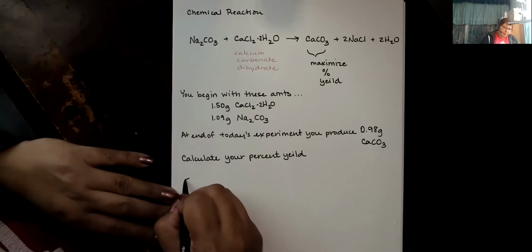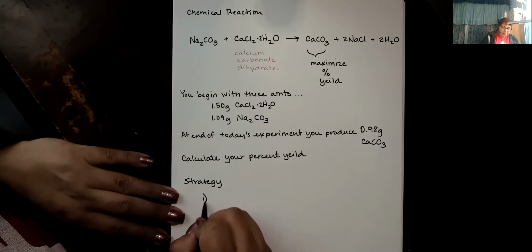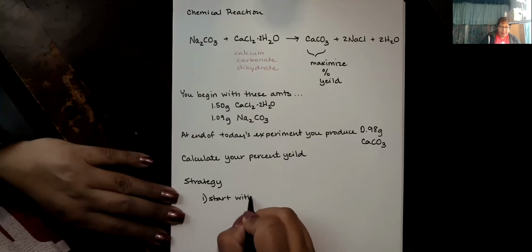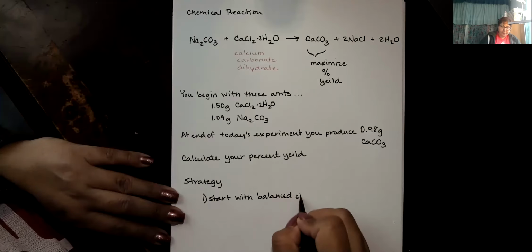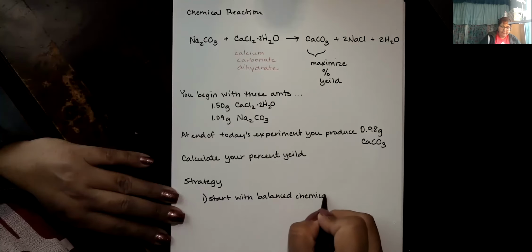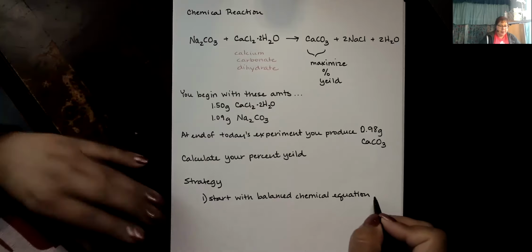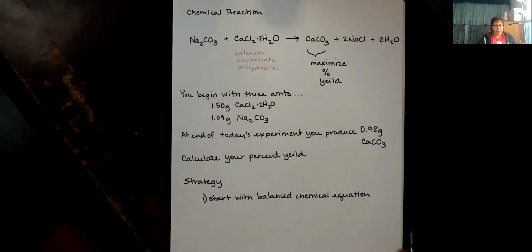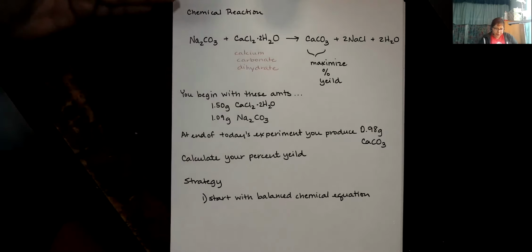So here is going to be your strategy. You're going to have to start with a balanced chemical equation. That's why my 2 over here was so important. I had written the wrong formula, and it's hard to balance an equation when you have incorrect formulas, but my equation is balanced now.